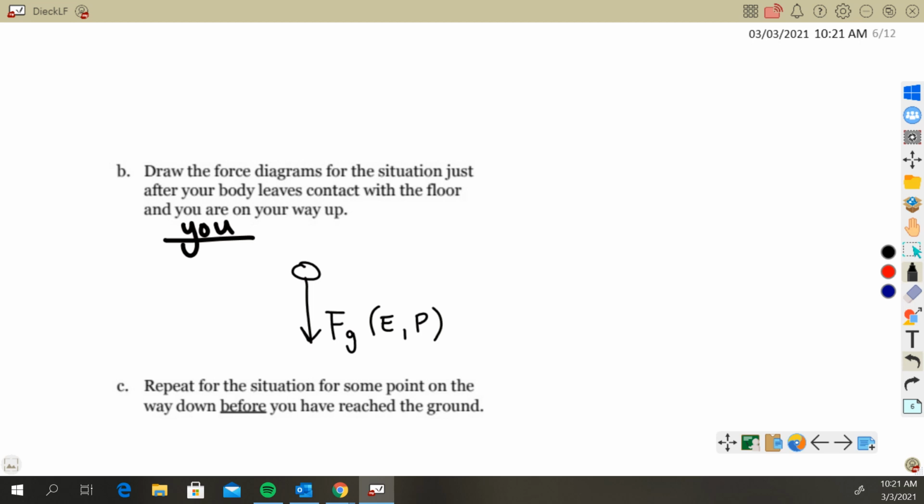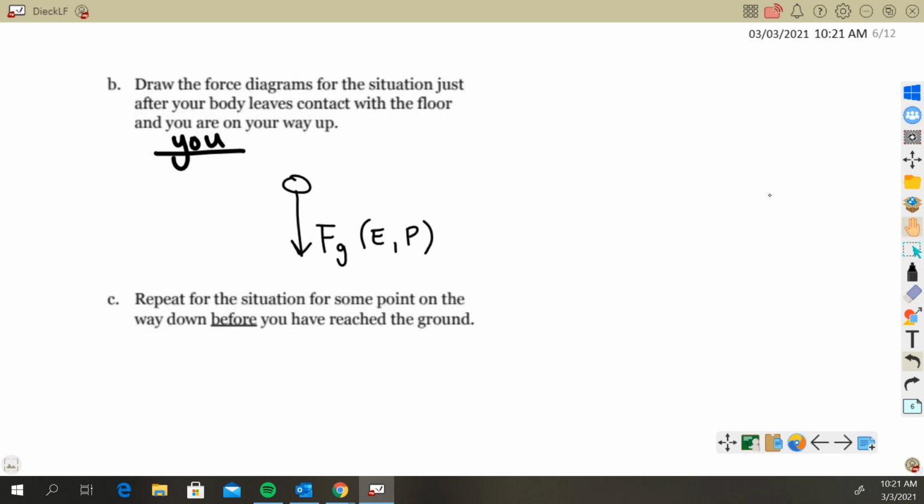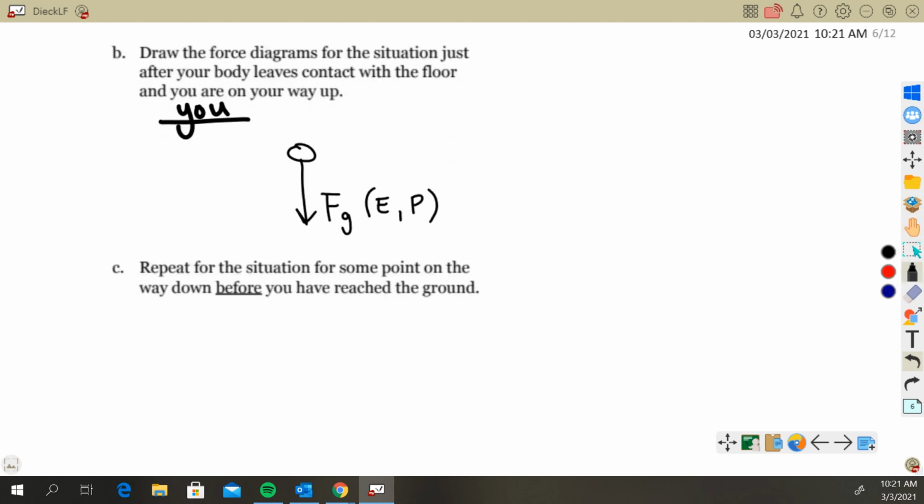It says repeat this situation for the same point on the way down before you have reached the ground. So we're mid-air, we've gotten to the height of our jump, and we're starting to fall back down. We're almost to the ground, but we're still mid-air. What force do I have in that instance? Just gravity. You got it. Force of gravity. Who's dealing it? Earth. Who's feeling it? Perfect. Awesome.